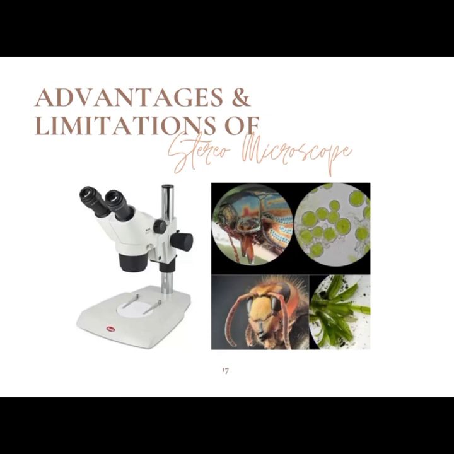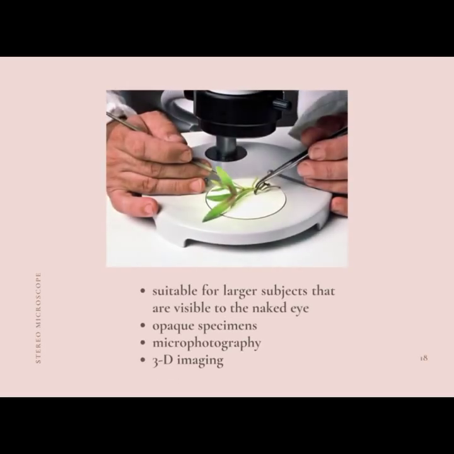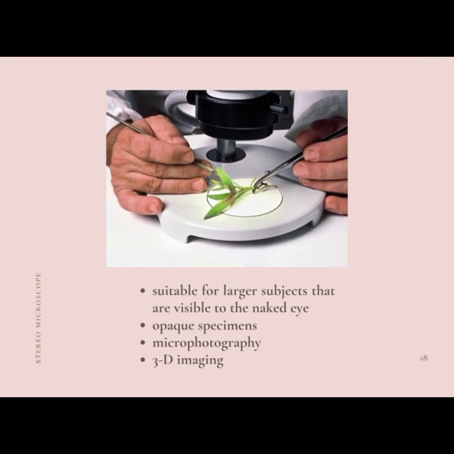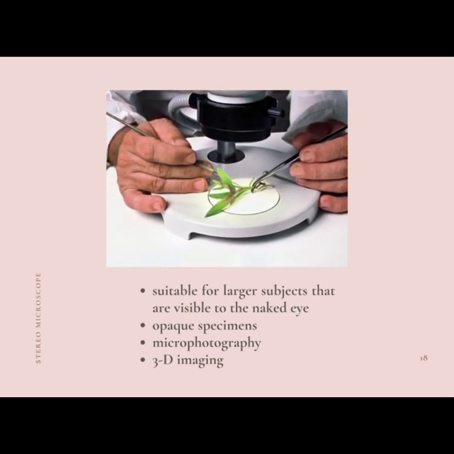Advantages and limitations. Since a stereo microscope is an optical instrument used at low power magnification, it is suitable for larger samples like rocks and flowers. It helps view opaque specimens and allows for microphotography. It also helps in 3D imaging. Yet a stereo microscope is very costly and not applicable for viewing tissue structures, bacteria, and viruses.